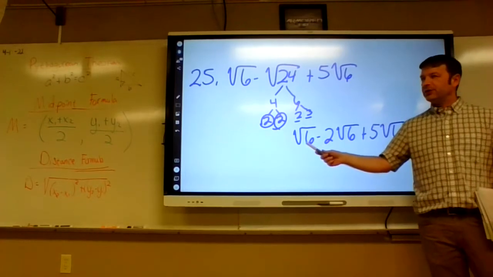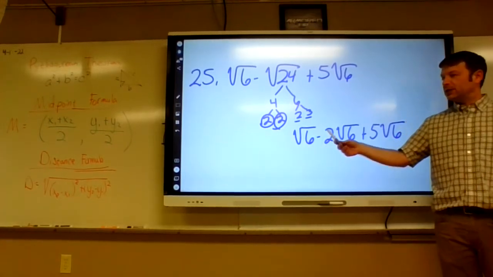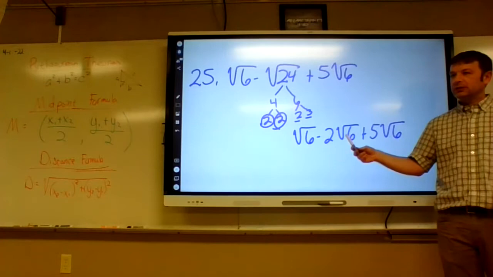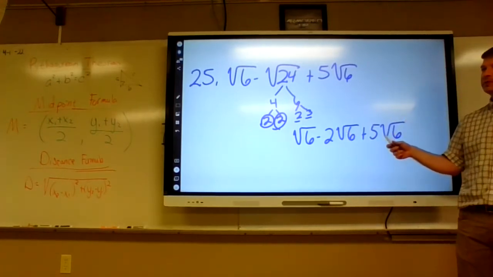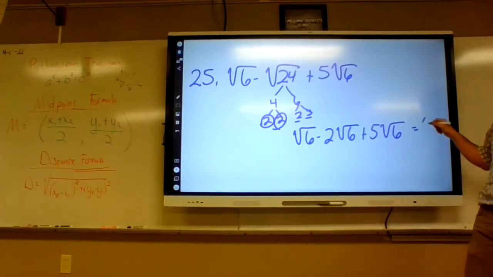So they're all like terms, we can add them together. What's the square root of 6 minus 2 square root of 6? Negative 1. Negative 1 square root of 6 plus 5. Negative 1 plus 5? 4. 4 square root of 6.